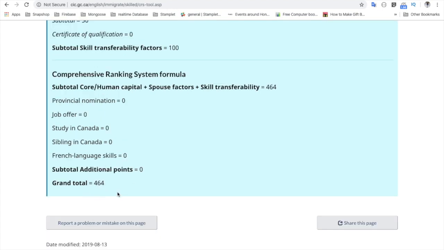Total हमारा score बना था 464. Now this score is pretty good. When we got an ITA, the cutoff I think was 457. So we were pretty comfortable.